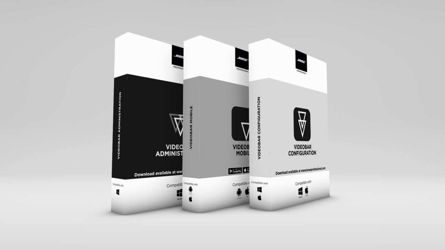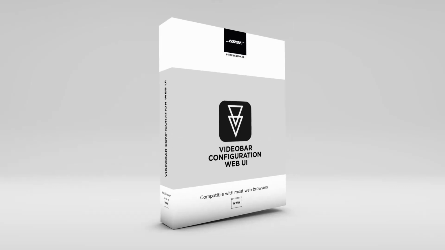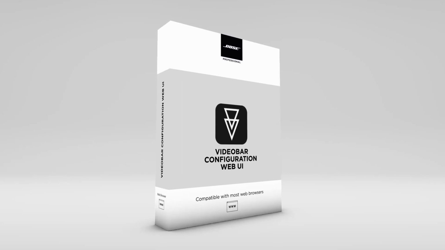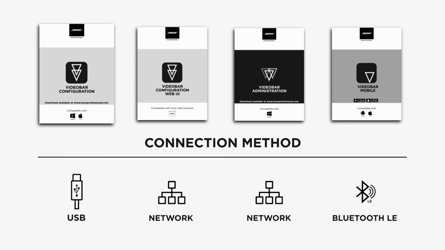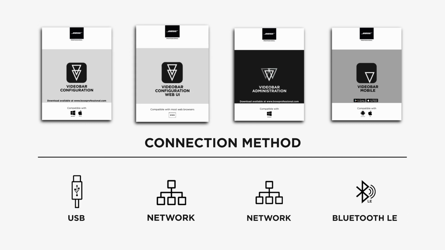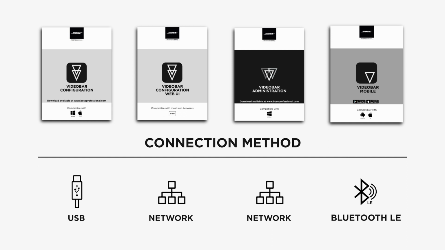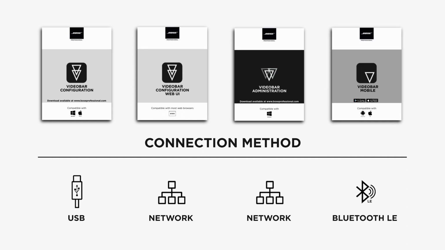They are Videobar Configuration, Videobar Administration, and Videobar Mobile. Plus, Videobar Configuration comes in two different versions, a standalone app or web UI. Each of them connects and communicates differently. As seen, Videobar Configuration connects via USB, Videobar Configuration Web UI and Videobar Administration via network, and Videobar Mobile App via Bluetooth Low Energy. I'll explain their connection methodology as you learn about each of them.